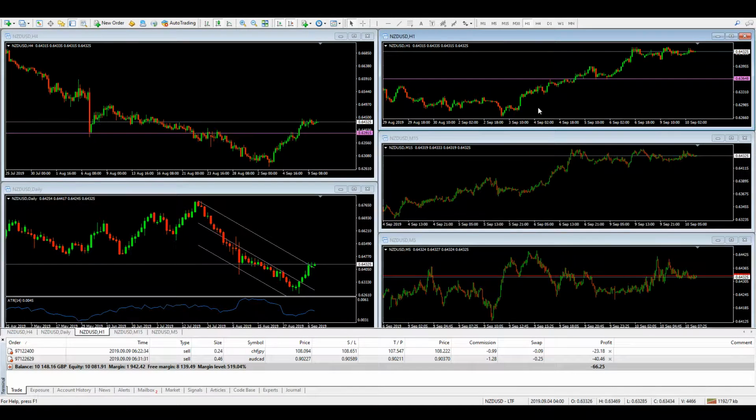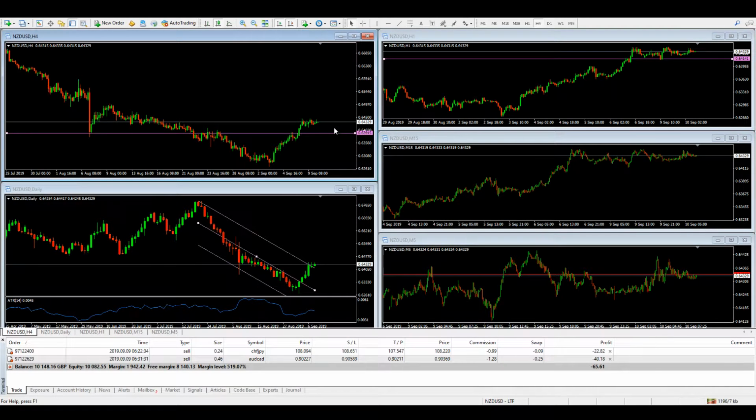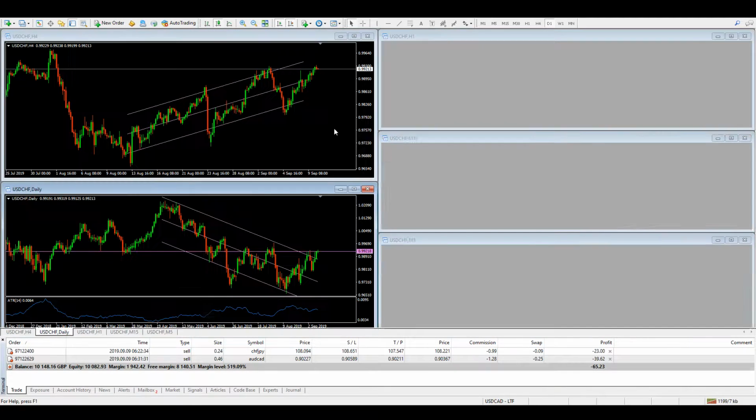No, it needs signs of breaking this support here, producing lower lows, lower highs, which it's not doing. So pass.